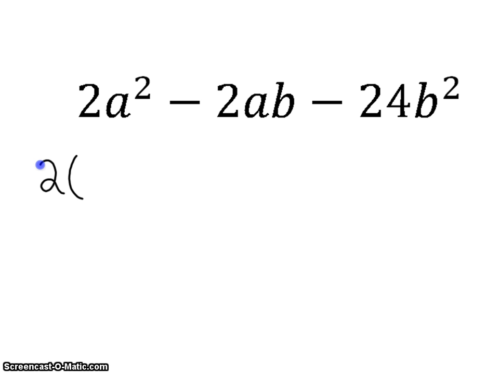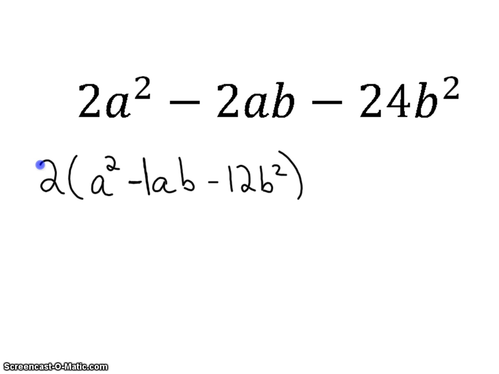Now what's left is a squared minus ab minus 12b squared. Okay, now I'm going to write in a 1 as the coefficient of the middle term. We now want to find two numbers. We have to factor the trinomial that's in the parentheses there.